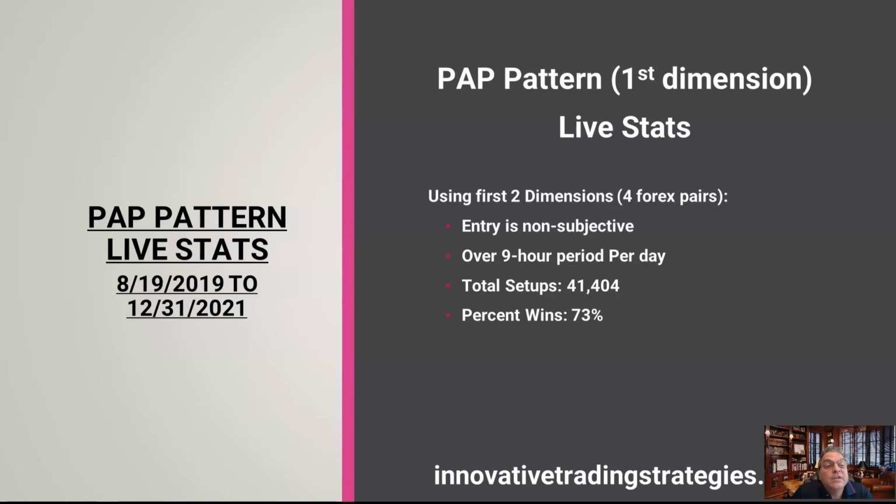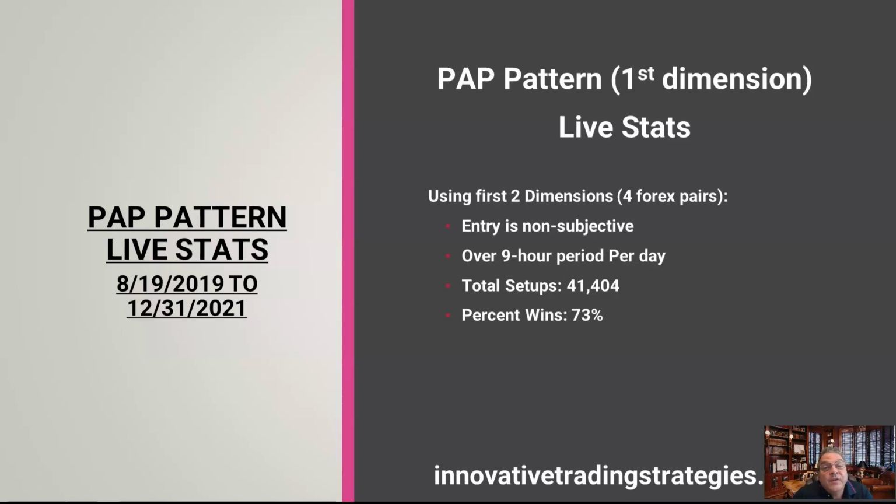So that was the total for just this one pattern. Remember, I teach you 5. This one pattern had a total of 41,404 trades. By now, it's well over 50,000, I'm sure. Winning percentage, 73%. That is crazy, okay? Most people would be happy with 60%.